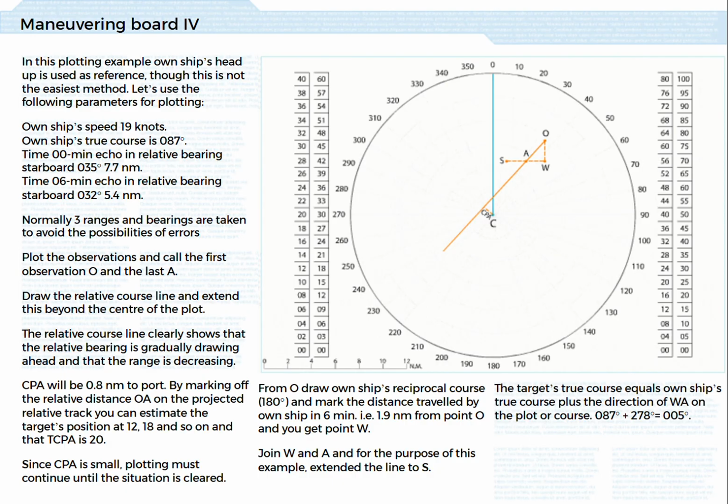The target's true course equals own ship's true course plus the direction of WA on the plot, or course 087 degrees plus 278 degrees is 005 degrees. The target's true speed is section WA times 10, which is 15 knots.